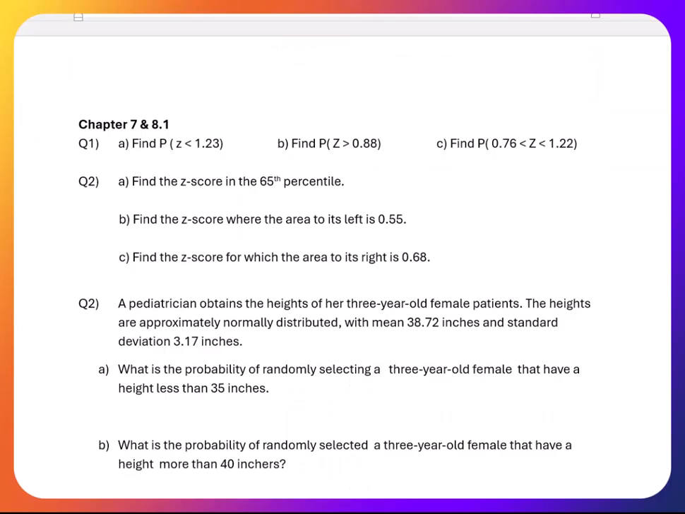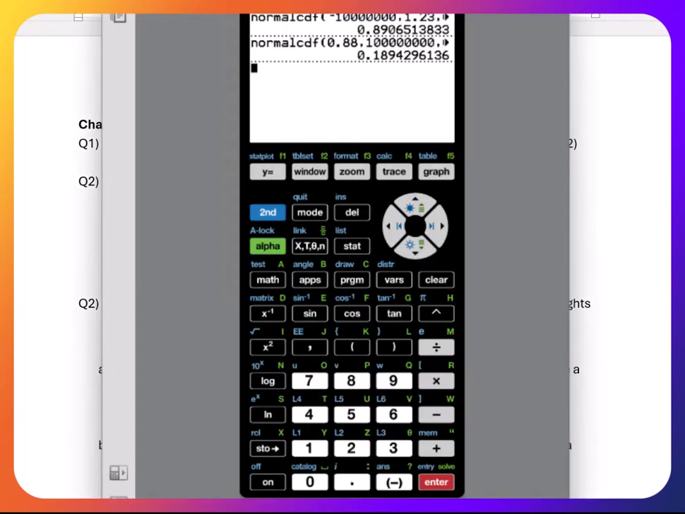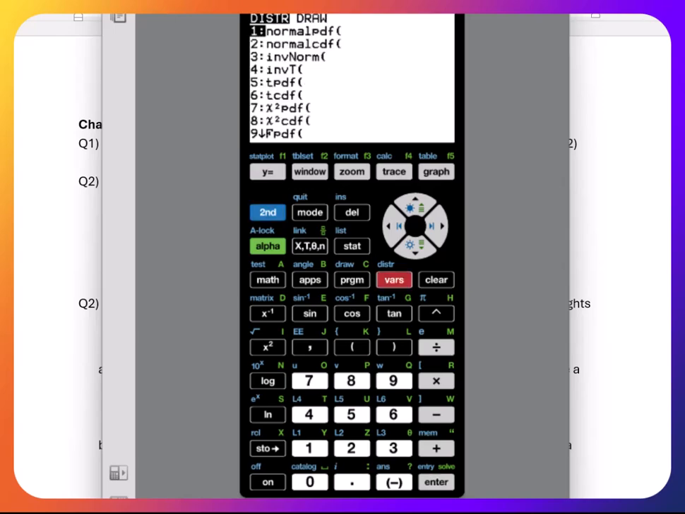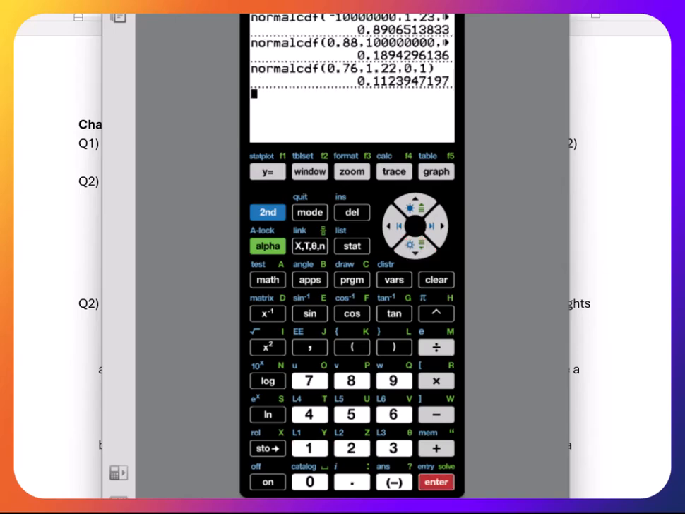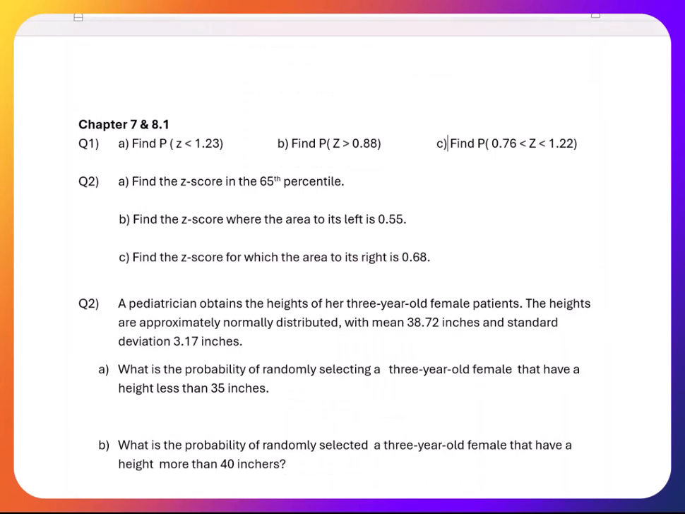For the last one, what was it? Between 0.76 and 1.22. 0.76 is the lower bound and 1.22 is the upper bound. So let's go back. 1.22. So that should be easy here. And that's the answer. Okay, so that's how we do question 1.